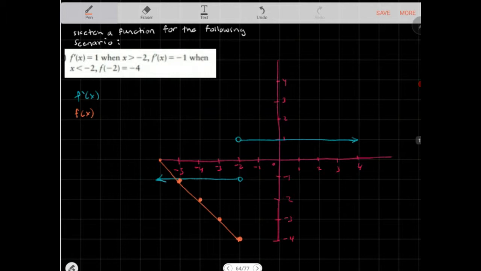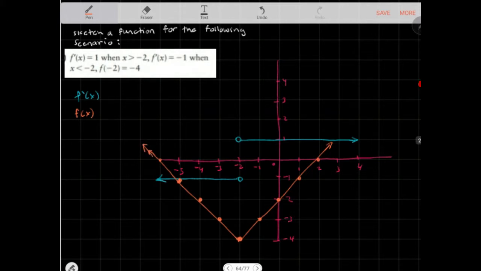And then the other scenario here is for x greater than negative 2, we have a positively sloping line of positive 1, right? So in this case, we're going to see something that looks like this. Okay, so a positively sloping line, and vice versa. So you can kind of extend these infinitely.